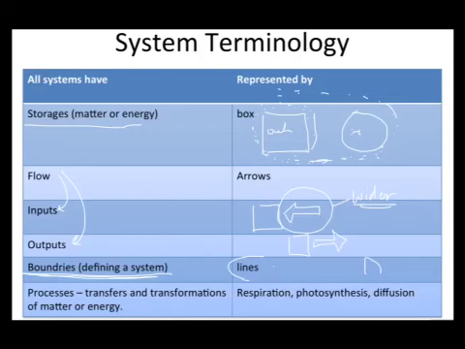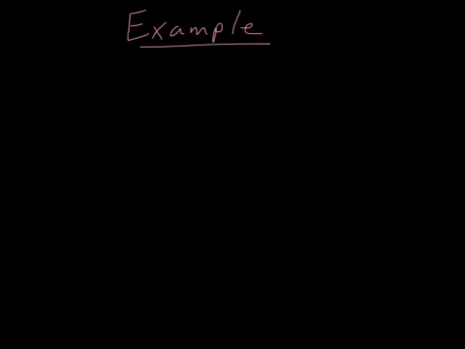The next thing is, a lot of times inputs and outputs are defined as processes. There are two types of processes which we'll discuss later: transfers and transformations. Both of them involve matter or energy. Remember the "or". Some examples are respiration, photosynthesis, and diffusion, and this is what you would label arrows with. If I had an output that had to do with diffusion, for instance, something leaving the system because of diffusion, I would label the arrow diffusion. So, an example. Say I had a storage.